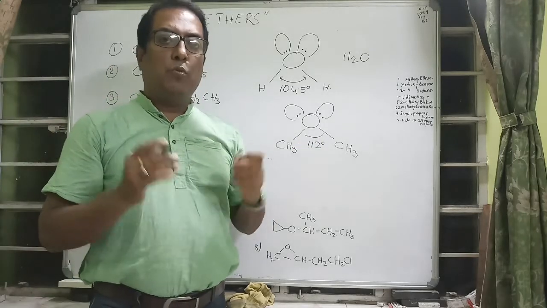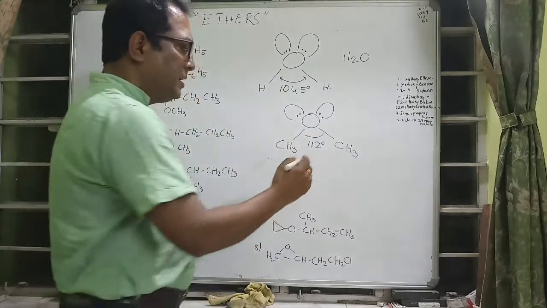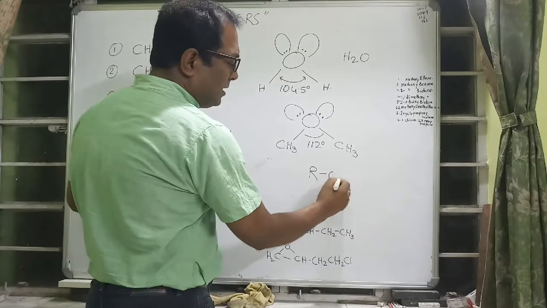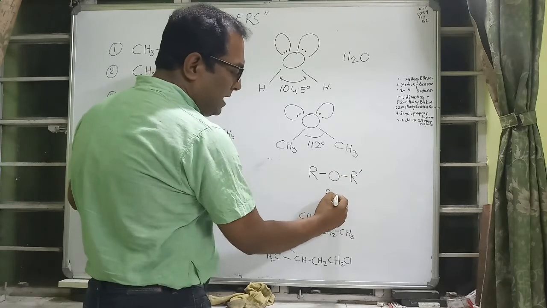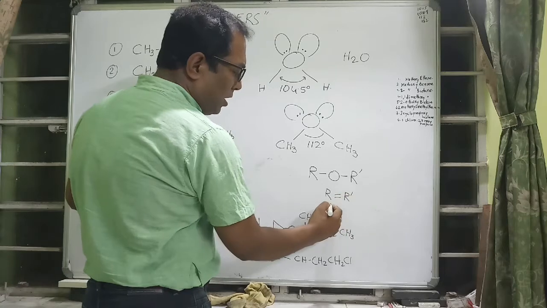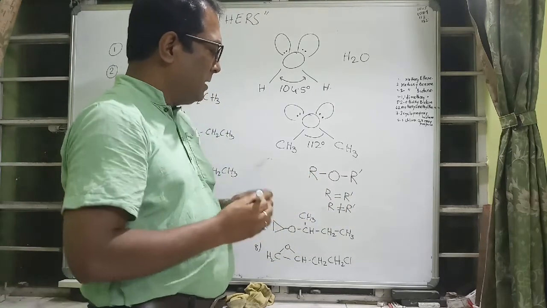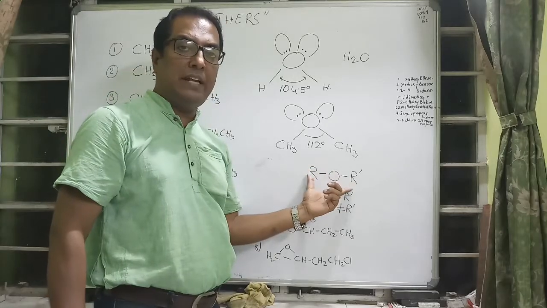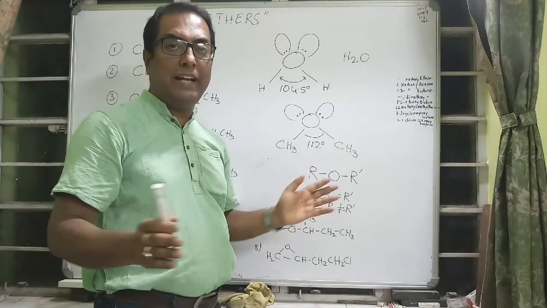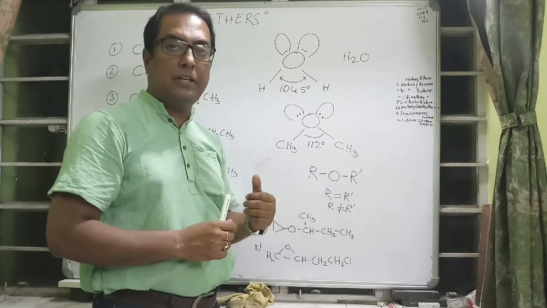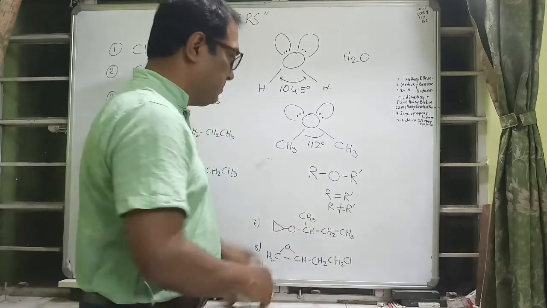So students, what is the general structure for ether? We write ether as R-O-R dash, where R may be equal to R dash or R may not be equal to R dash. So the number of carbon atoms may be the same on both sides or may not be the same. If the number of carbons is the same on both sides of the oxy group, what we call the ether group, then it is called symmetrical ether. Otherwise, it is called unsymmetrical ether.